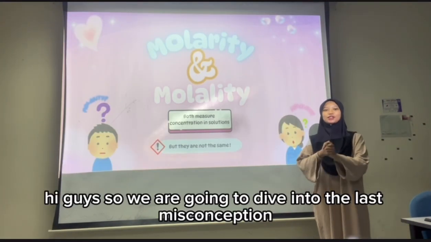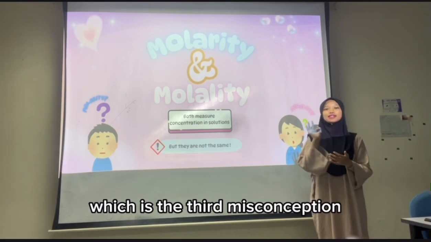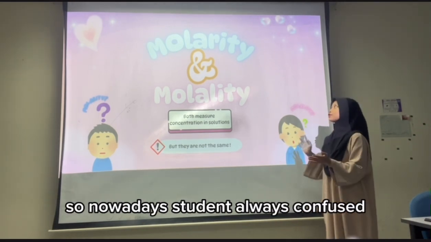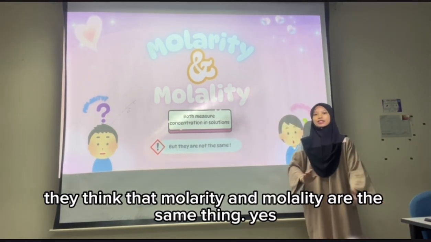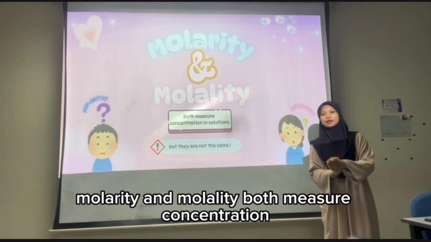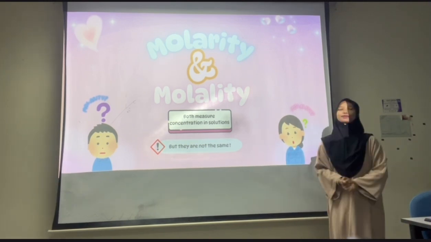Hi guys, so we are going to dive into the last misconception, which is the third misconception. Nowadays, students always confuse them. They think that molarity and molality are the same thing. Yes, molarity and molality both measure concentration, but they're actually different under certain conditions.